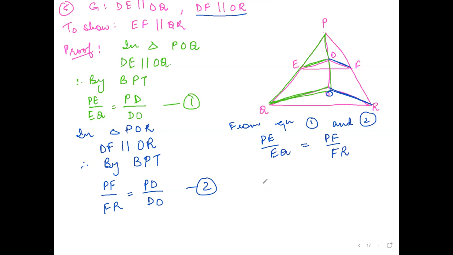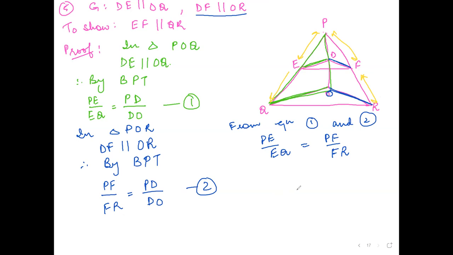Okay, good. Now what is PE? What is EQ? See in the figure again. PE means this, right? EQ means this, is equal to PF means this and FR means this. So some sides are coming in proportion. So which triangle should I use now? PE by EQ, I'm getting equal to PF by FR. So which triangle? PQR.